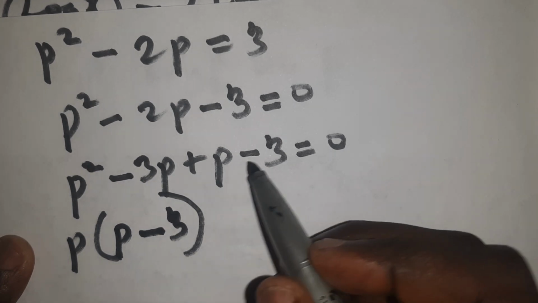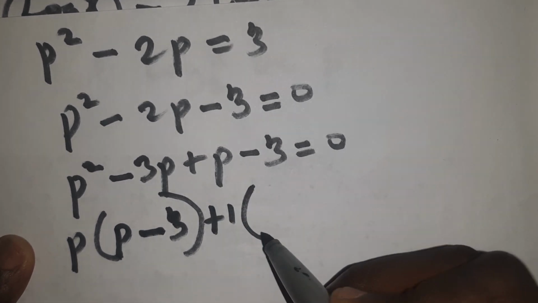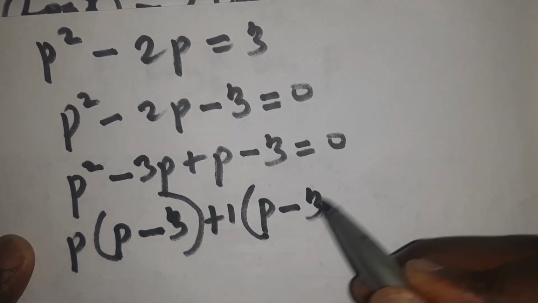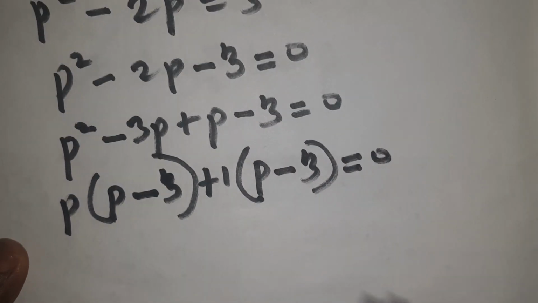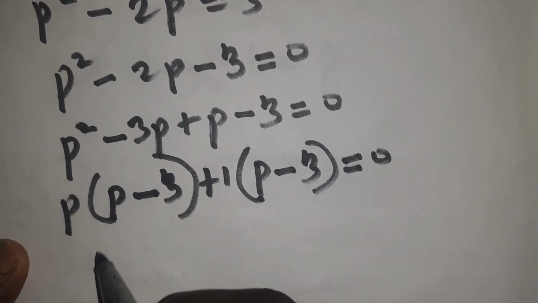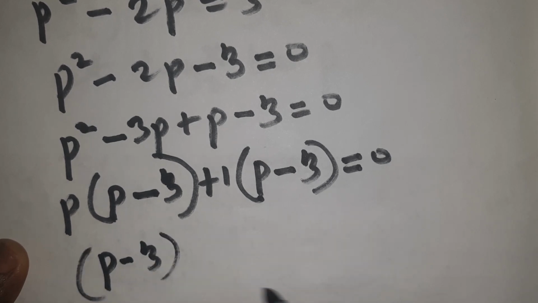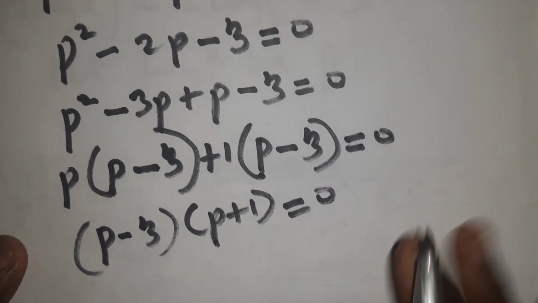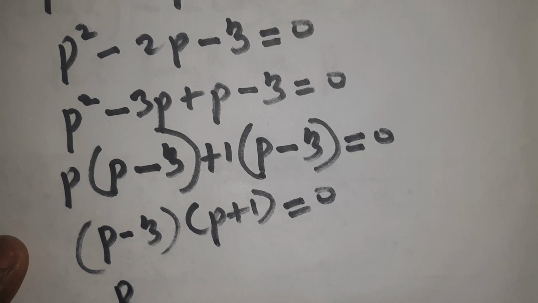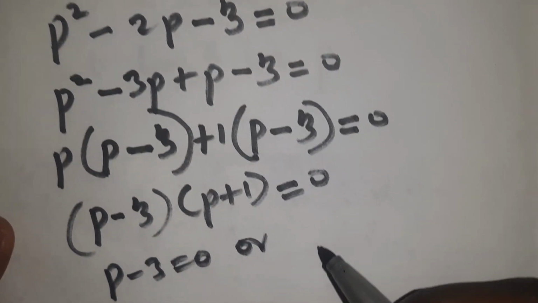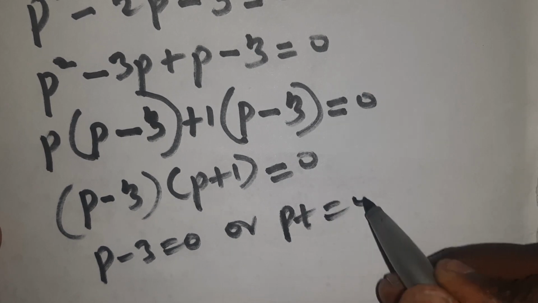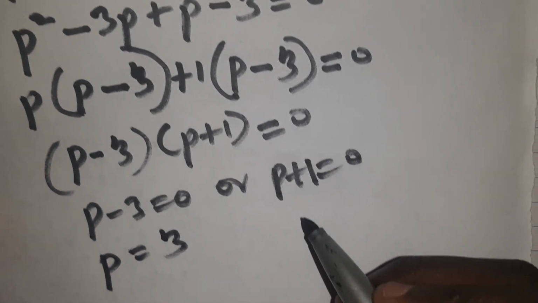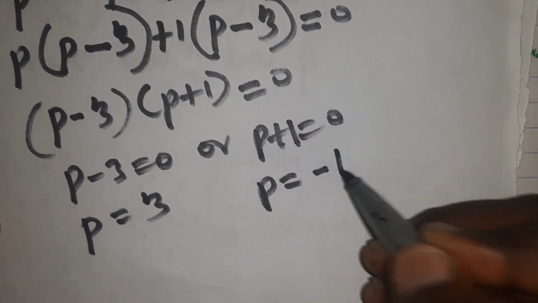Then here, my HCF will be 1. So you're writing plus 1. Open bracket, 1 in P, minus divided by plus is minus. 3 divided by 1 is 3, then equals 0. And p minus 3 is common again, so refactorize again. You have p minus 3 and you have p plus 1, everything equals 0. And of course, we know that if this times this is 0, either p minus 3 is 0 or p plus 1 is 0. Solving this, you have p equals 3, and this you have p equals minus 1.